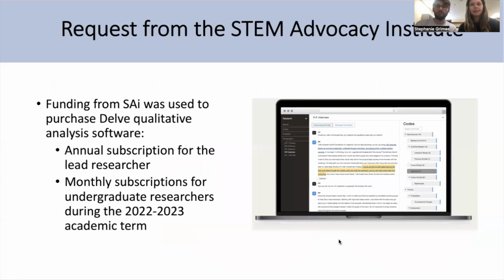What we used your funds for was to help us with our qualitative coding. We used the money to buy this Delve qualitative analysis software, which was just a really easy way that we could use qualitative coding tools. We purchased an annual subscription for the lead researcher, Dr. Mariquin Flores, and a monthly subscription for undergraduate researchers because we go home during times like Christmas or summer.